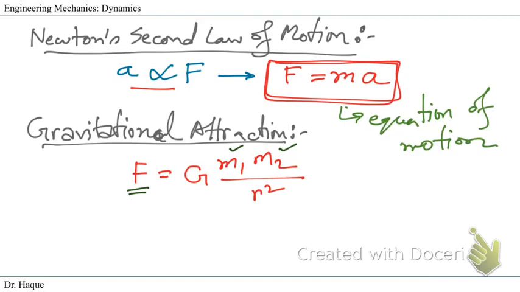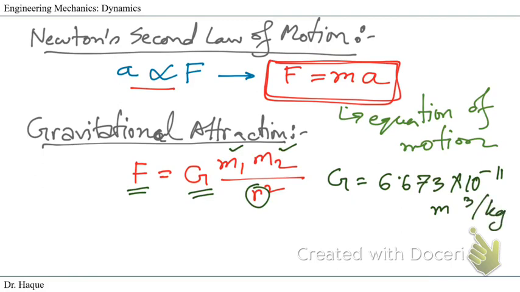So r is the distance between the centers of the two particles. So the distance between the center of the person and the center of the Earth is represented by this small r. What is G? G is the universal constant of gravitation, which is defined as 6.673 times 10 to the power negative 11 meter cube per kg second square. So this is the value of G.